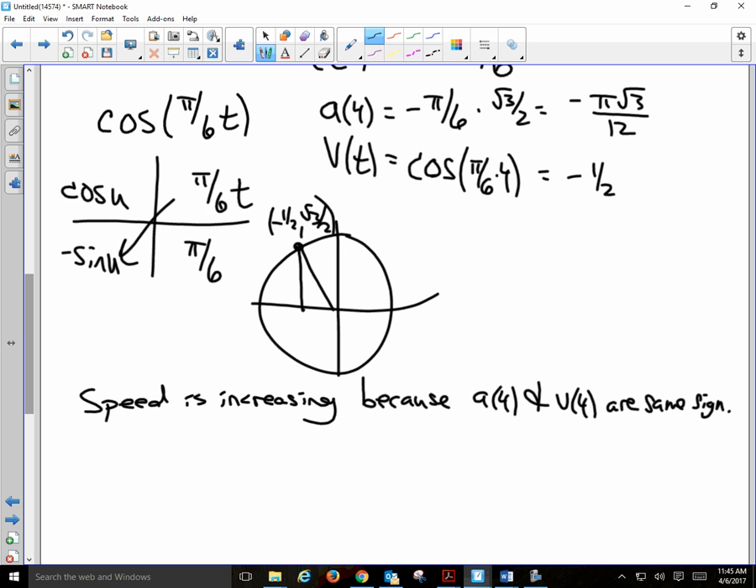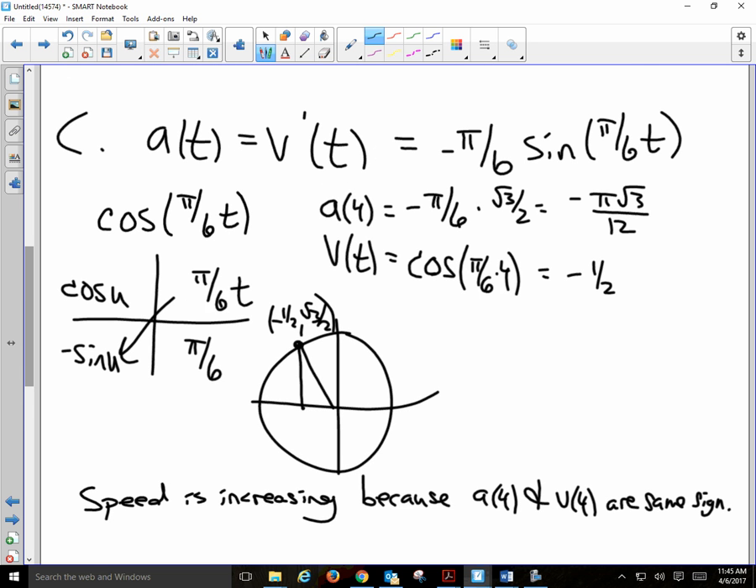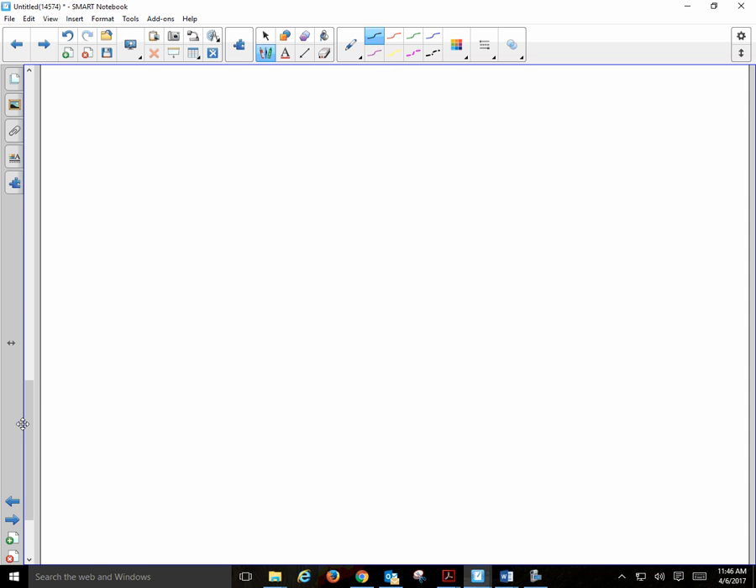No. And I'll show you the scoring. They will not. Okay. I believe that they give you a point for coming up with the acceleration equation. They give you a point for checking A of 4 and V of 4. And then they give you a point for stating that it's increasing because of this. Okay. So last problem, problem D.